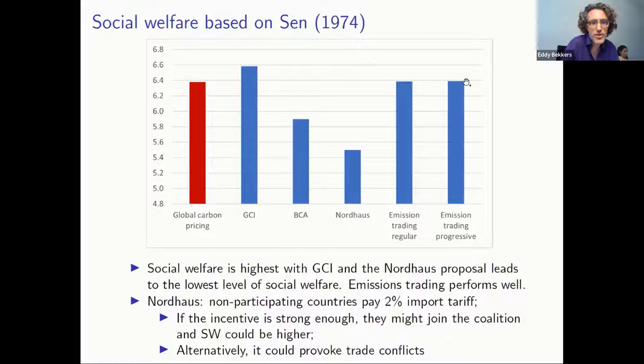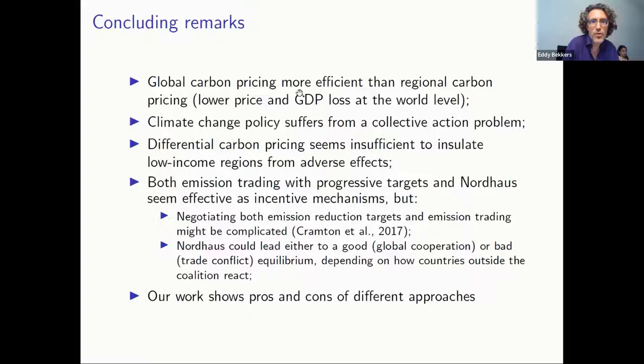To wrap up, we have seen that global carbon pricing is more efficient. It suffers from a collective action problem. We've seen that differential carbon pricing is not sufficient to insulate the low-income countries from adverse effects. And we find that both emission trading and Nordhaus are effective as incentive mechanisms. But as we've seen, Nordhaus from a fairness point of view is not performing so well.